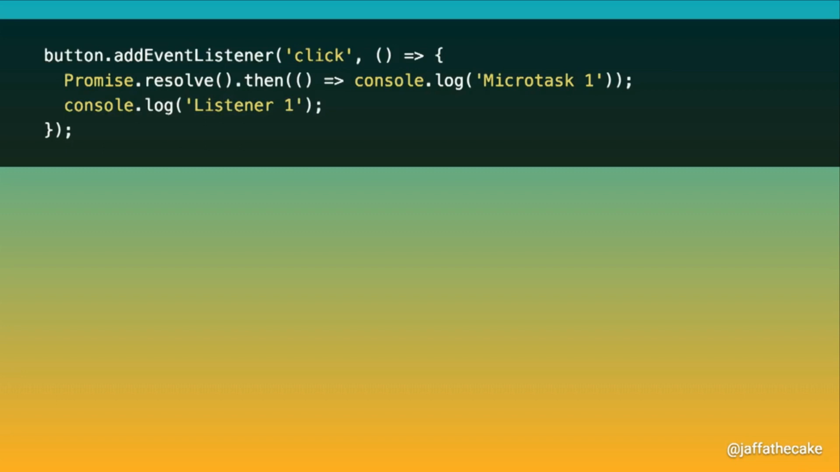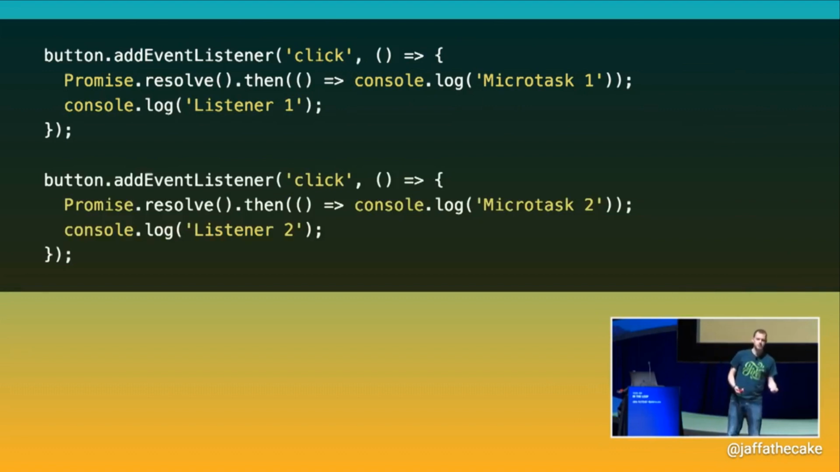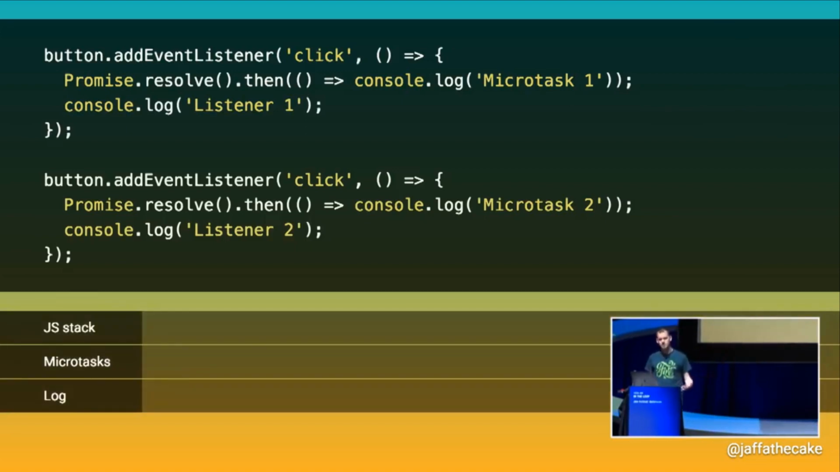I run little JavaScript quizzes, and this is my favorite question. So I've got a button, and on click, I resolve the promise, and then log something. But I have 2 event listeners on the same element doing the same thing. So if the user clicks a button, what happens? In which order are things logged?